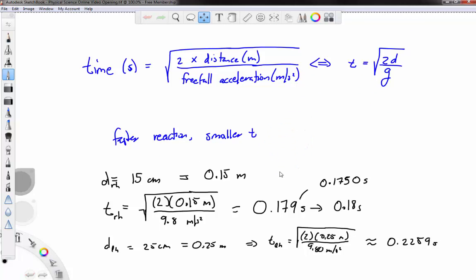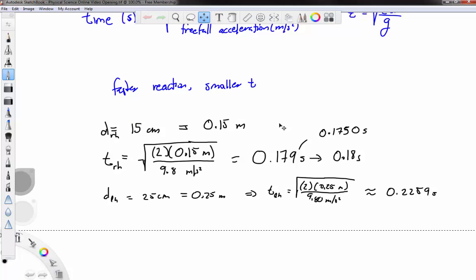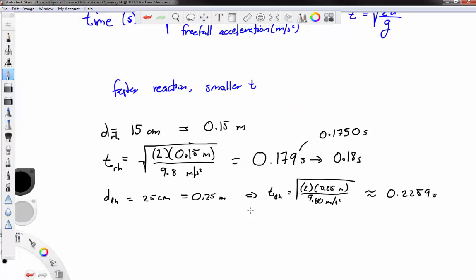So now I need to basically get myself a little more workspace here. And so what I want to know is the difference in the times. So I'm going to call that delta t. And it's going to be defined as the absolute value of the left hand minus the right hand. If I do it in reverse order and take an absolute value, I'm going to get the same number anyway. So this is just to make sure it's a positive number. So I would have 0.2259 seconds minus 0.1750 seconds.